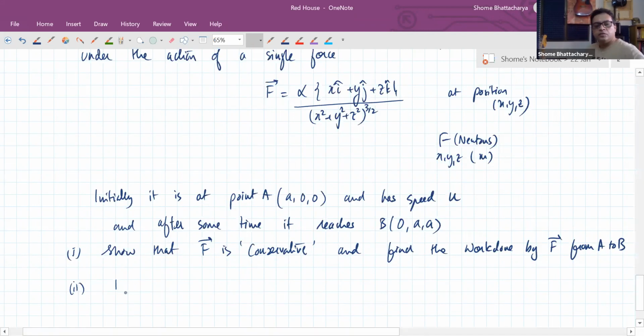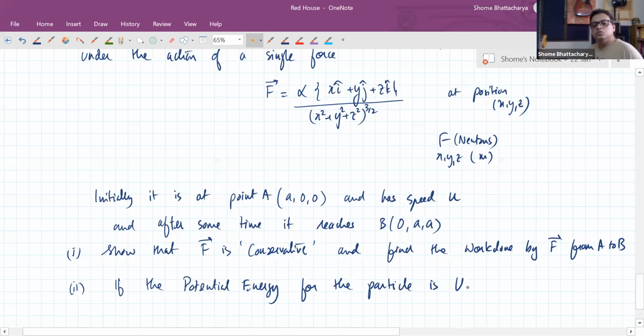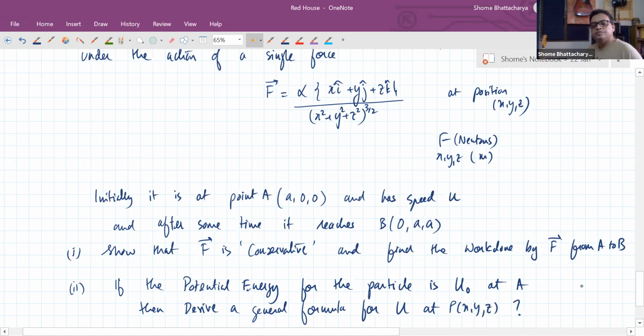If the potential energy for the particle is u naught at A, then derive a general formula for potential energy at a general point x, y, z.